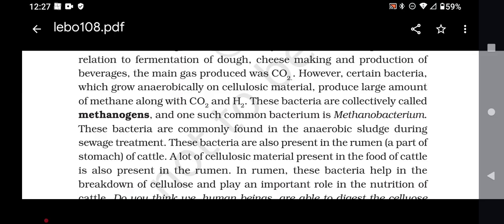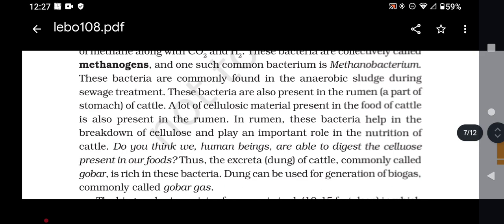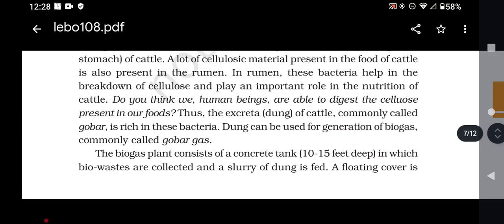A lot of cellulosic material present in the food of cattle is also present in the rumen. In the rumen, these bacteria help in the breakdown of cellulose and play an important role in the nutrition of cattle. Do you think we human beings are able to digest the cellulose present in our foods? Thus, the excreta, dung of cattle, commonly called gobar, is rich in these bacteria. Dung can be used for generation of biogas, commonly called gobar gas.